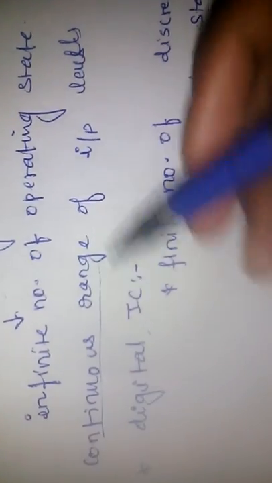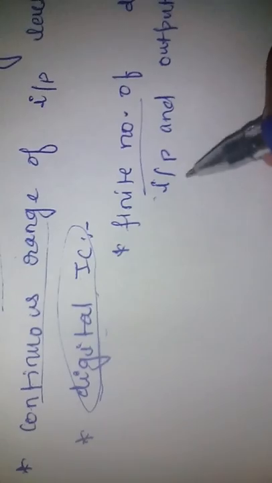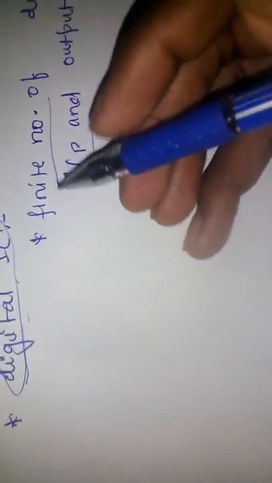Here the input signal is analog, with an infinite number of input and output states. If you have an analog device, we can give a continuous range of input levels, meaning an infinite number of operating states. But when we take a digital IC, we have to choose a finite number of inputs and outputs in a discrete manner.